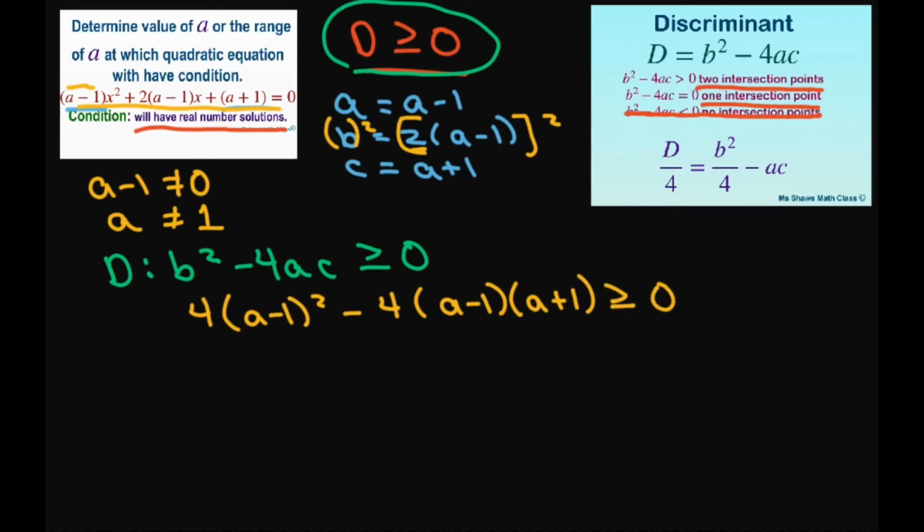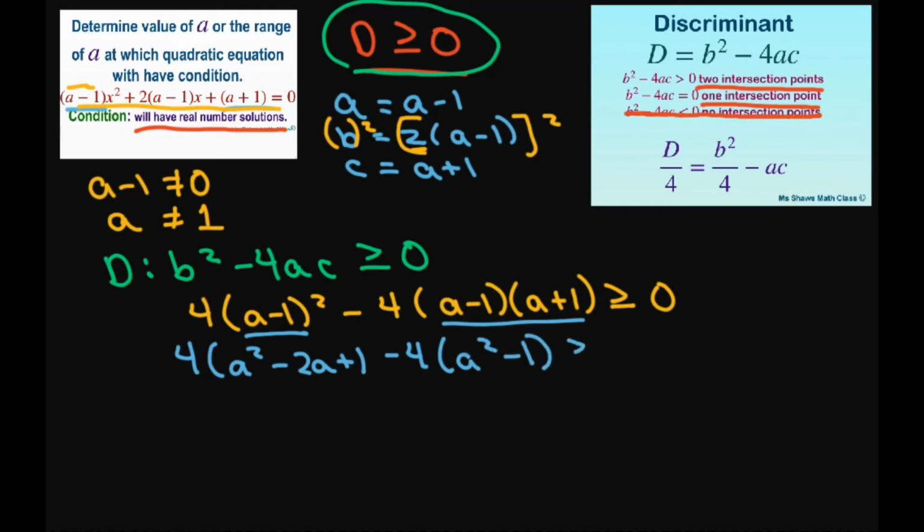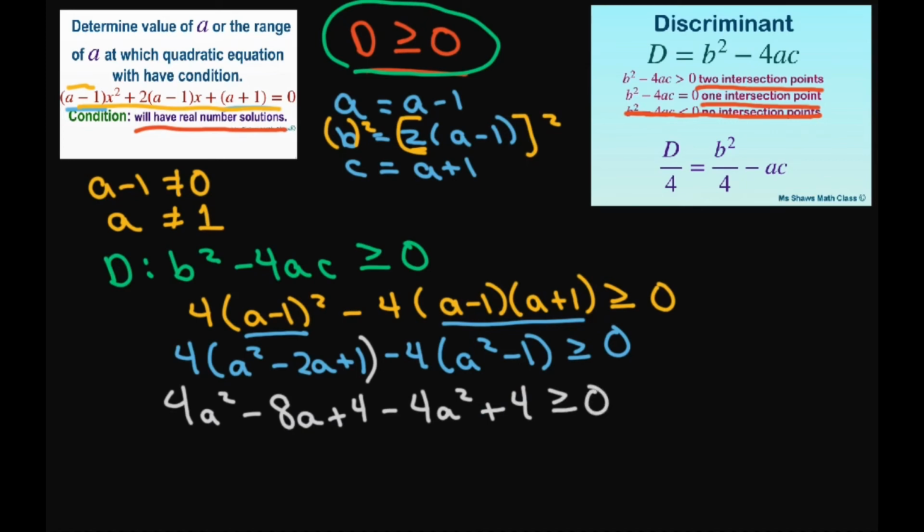All right, now simplifying all this, this piece here is going to be 4 times a squared minus 2a plus 1. And this is going to be minus 4 times a squared minus 1. That's your difference of squares factoring formula. So we get 4a squared minus 8a plus 4, minus 4a squared plus 4, greater than or equal to 0.